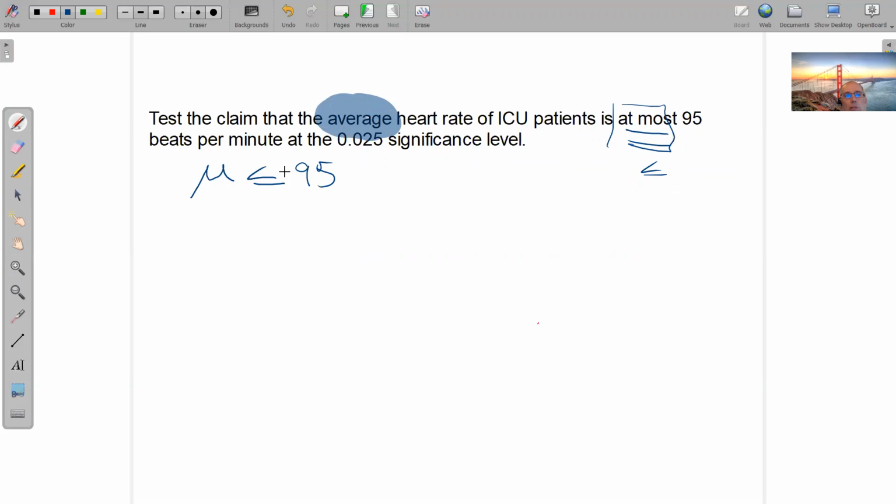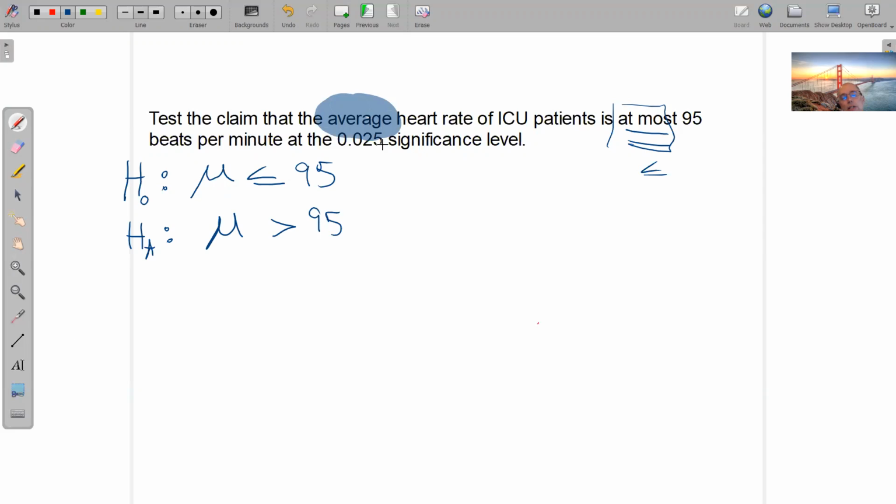So putting that in math speak, since there is an equal to in it, this has to be the null hypothesis. The notation is H subscript 0 colon mu, because it's an average, at most is less than or equal to, and then the number 95. The alternative to that would have to be that mu is greater than 95.